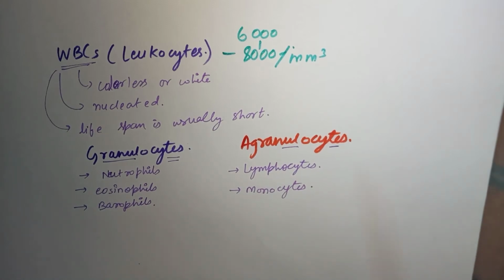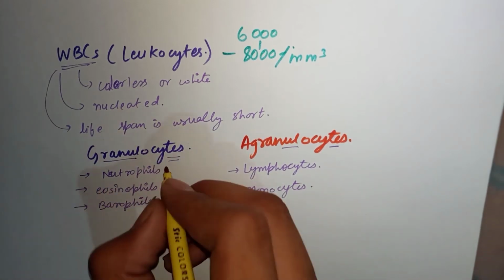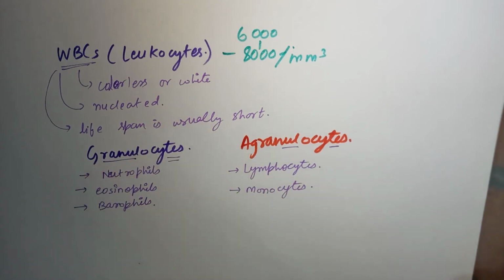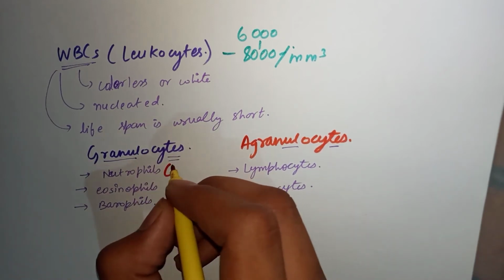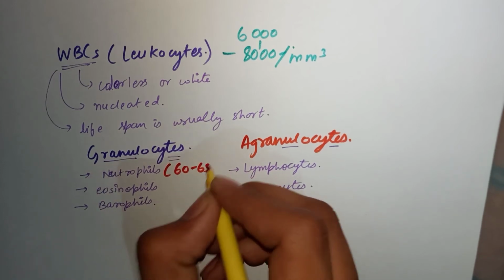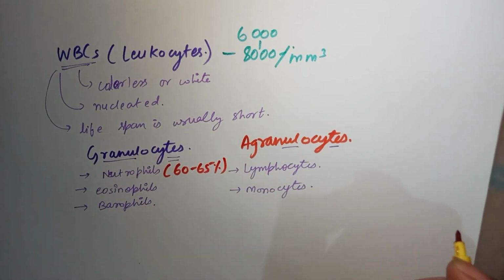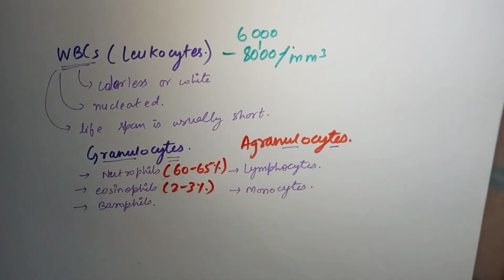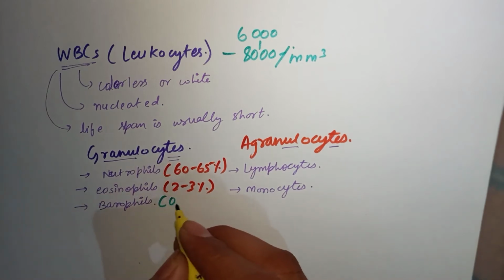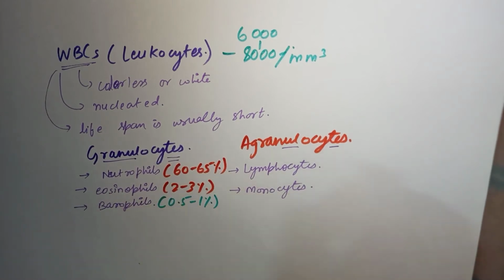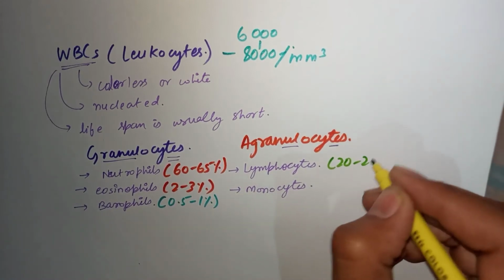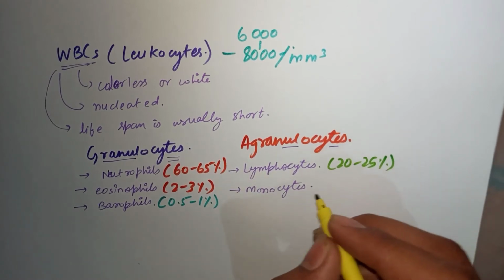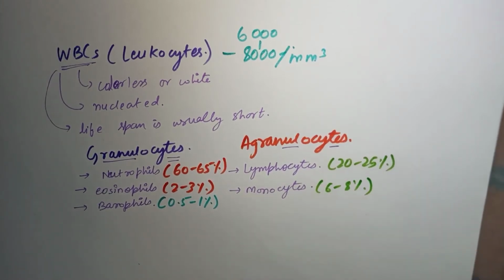The neutrophils are the major leukocytes, and they constitute about 60 to 65% of the total leukocytes. And then the eosinophils, which constitute 2 to 3%. And then the basophils are the minimum in number. They only form 0.5 to 1% of the leukocytes. And what about lymphocytes? Lymphocytes are 20 to 25%, and monocytes are 6 to 8%. All right. So what is the difference between granulocytes and agranulocytes?